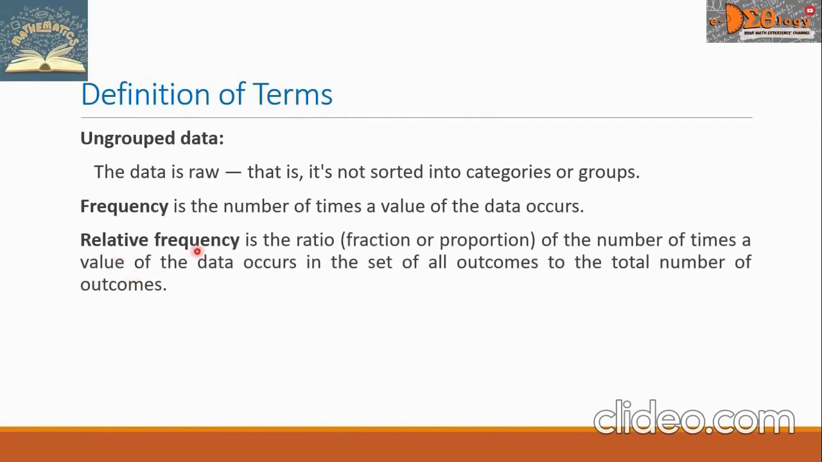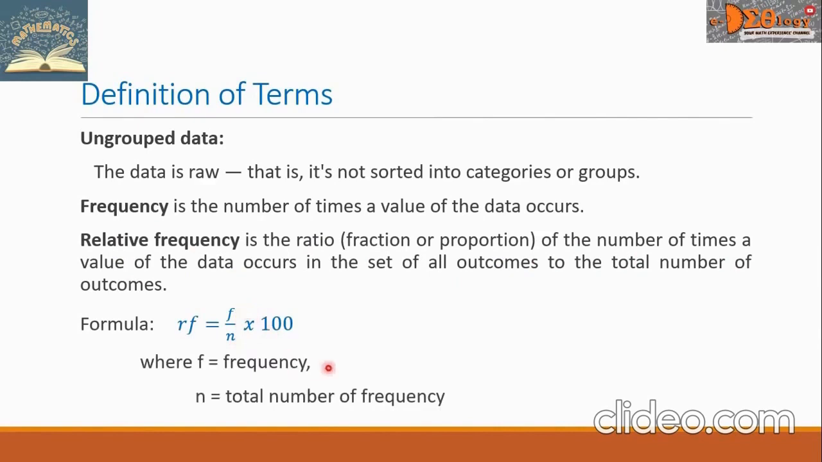The next term is the relative frequency. It is the ratio, fraction or proportion of the number of times a value of the data occurs in the set of all outcomes to the total number of outcomes. The formula will be like this: Rf equals f over n times 100, where f is the frequency and n is the total number of frequency.